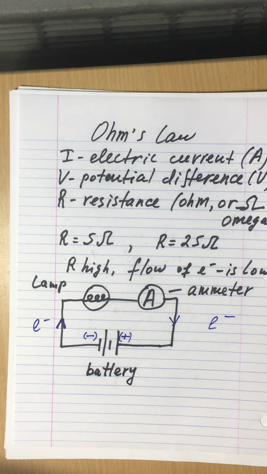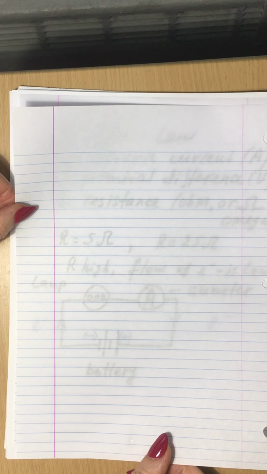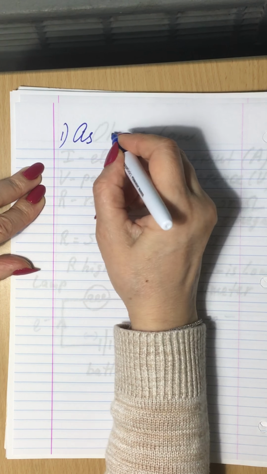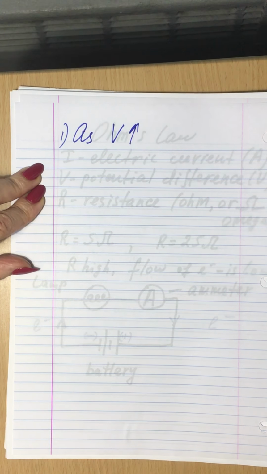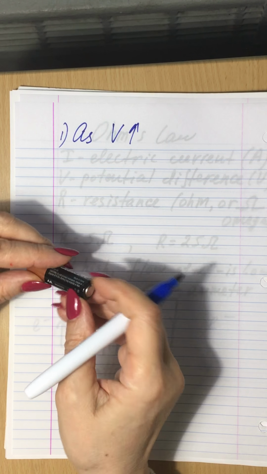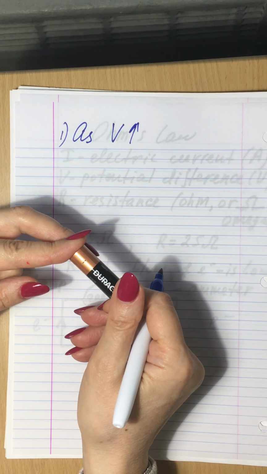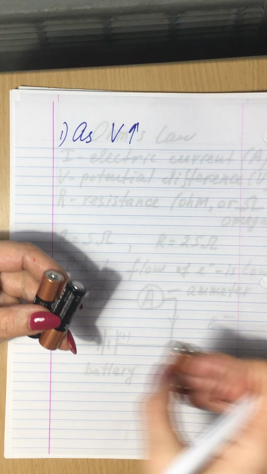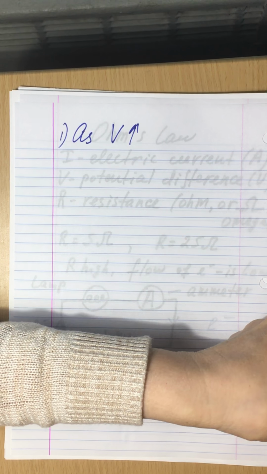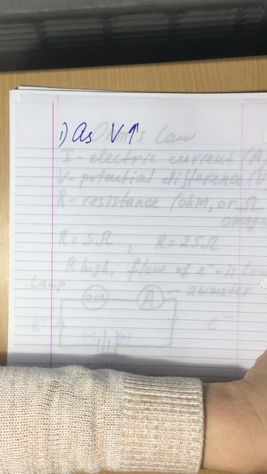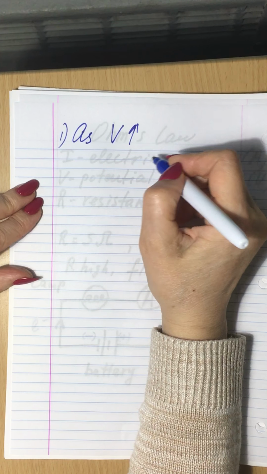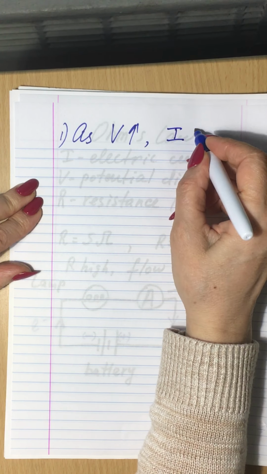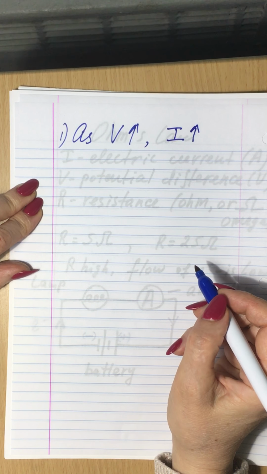actually two very important things. So Ohm found out, number one, as potential difference increases, for example, you can place first just a 1.5 volt cell, and then, for example, 2 or 3, the voltage will increase, right? So that means electrical energy in the circuit will increase as well. So you can predict that electric current I will increase as well.